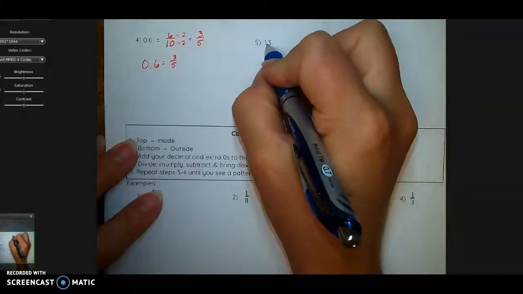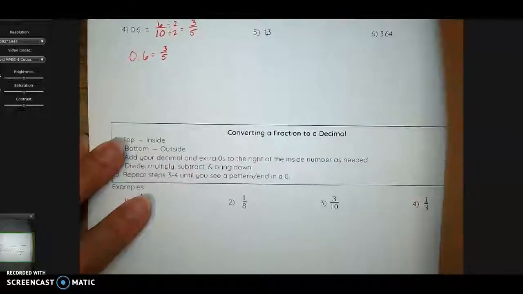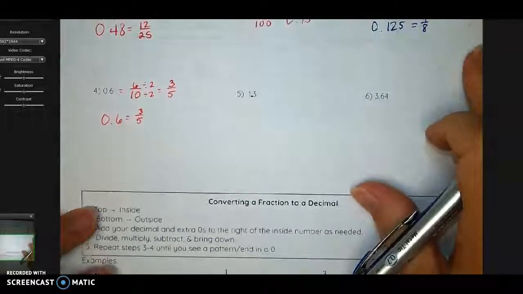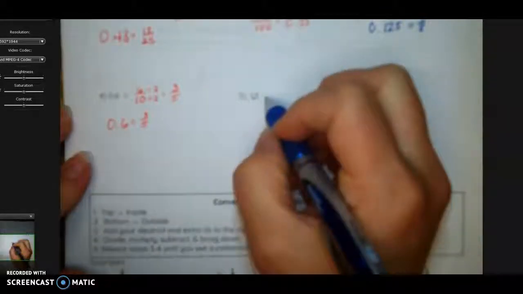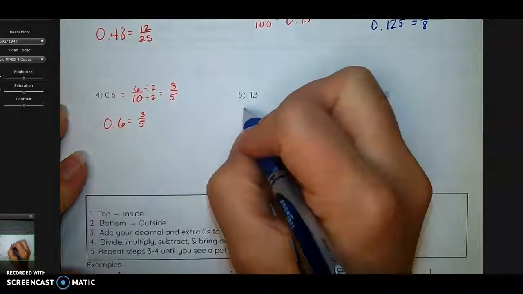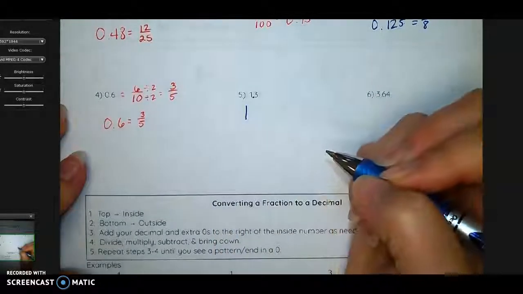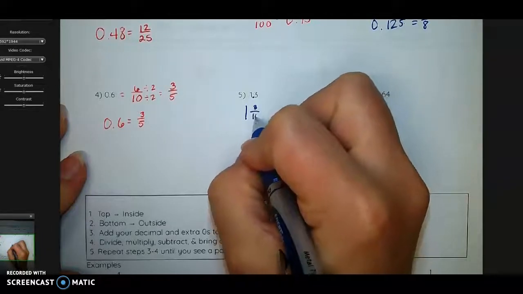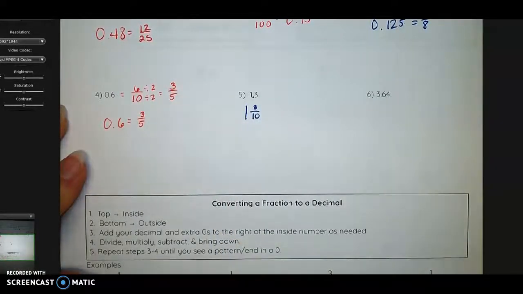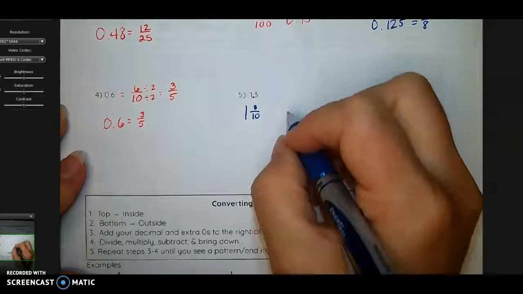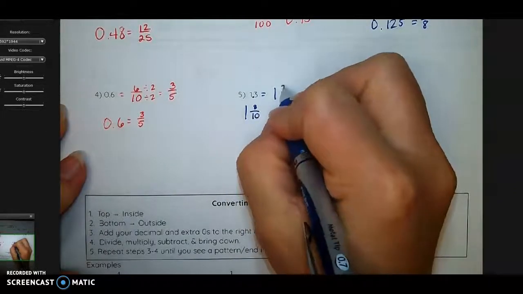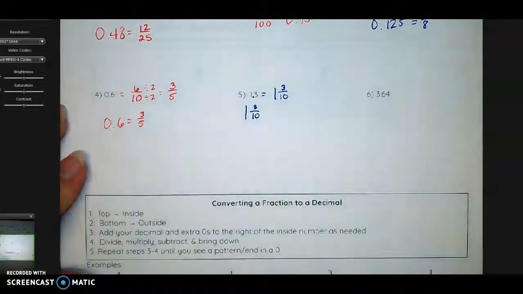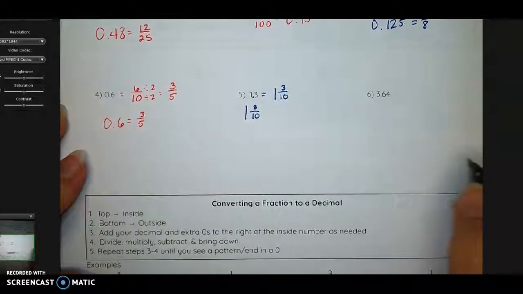This next one is kind of hard to see there. I don't know if I can zoom in any closer. 1.3 or 1 3/10. So 1 is the whole number. And the decimal point separates the whole number from the partial number, or the fraction or decimal in that case. So 1 3/10 is my answer there. And I can't reduce 3/10, so I'm done.